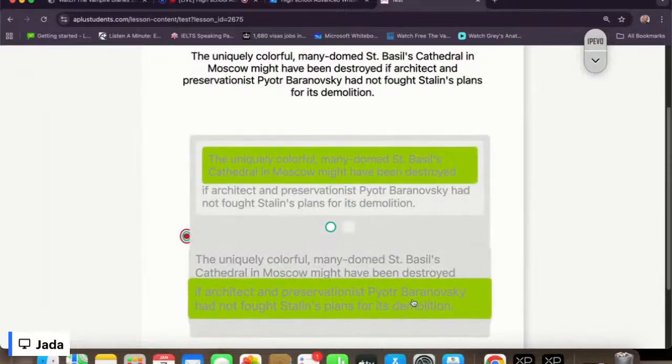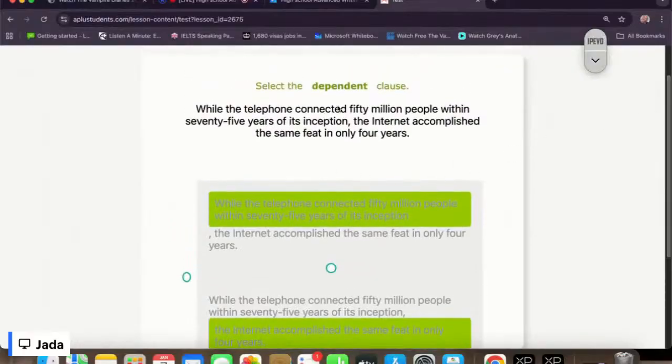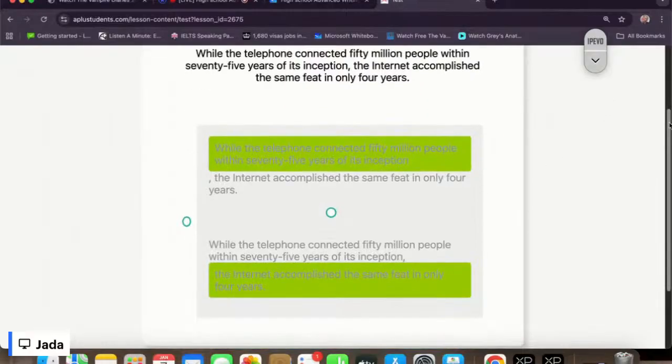So we have the second one. While the telephone connected 50 million people within 75 years of its inception, the internet accomplished the same feat in only 4 years. Dependent clause, first or second?